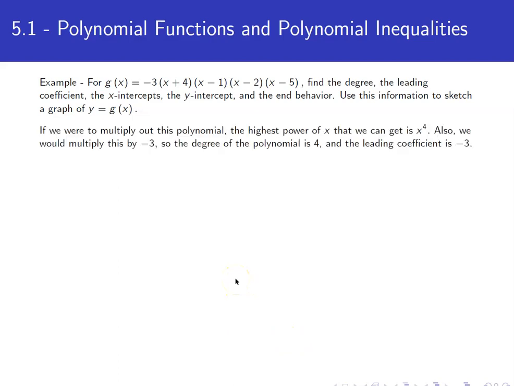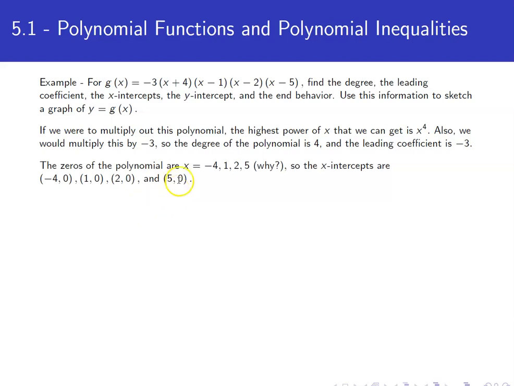All right. Let's not actually multiply out the polynomial, but if we were, we would see that we have to do an x times an x times an x times an x. That would give us an x to the 4th. That's the highest power of x that we could get. So that tells us the degree has to be 4. To get that x to the 4th, we really do have to multiply those 4 x's together. That would also get multiplied by the negative 3. So the negative 3 would be the leading coefficient.